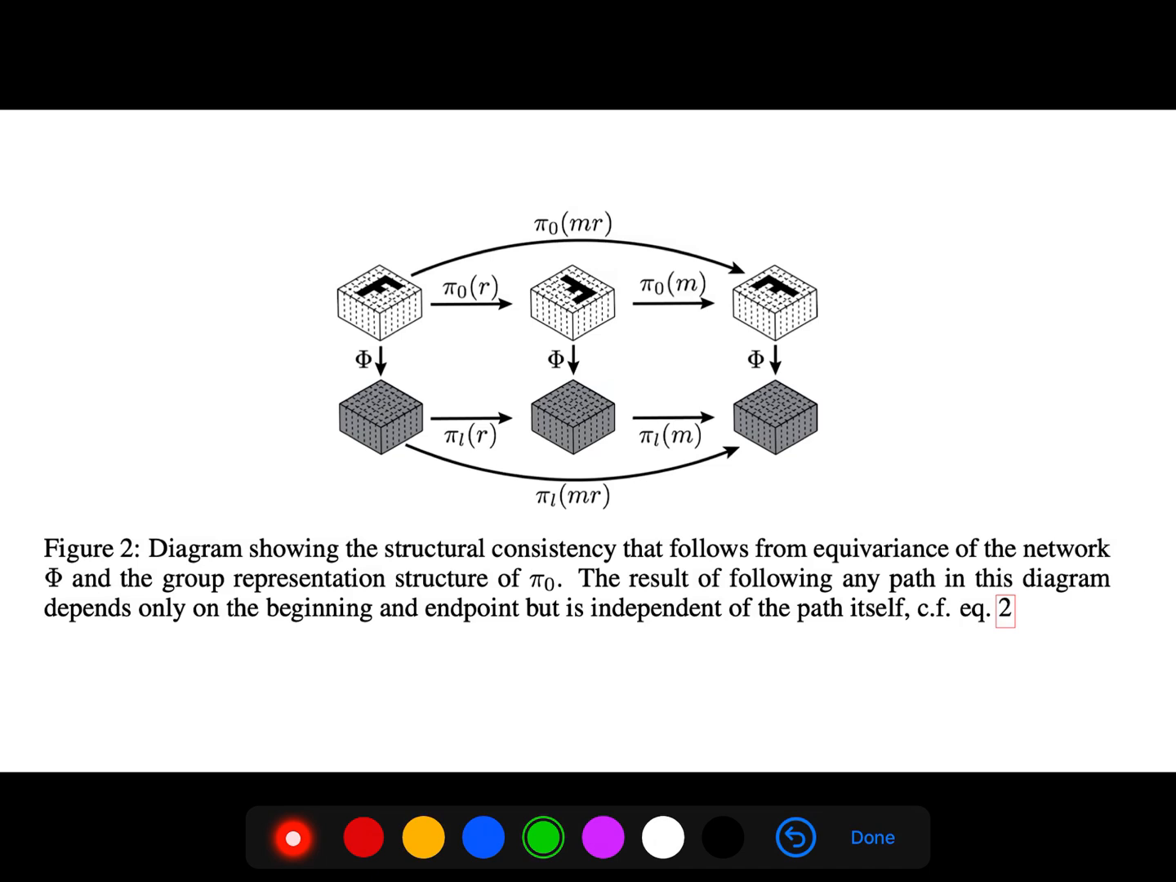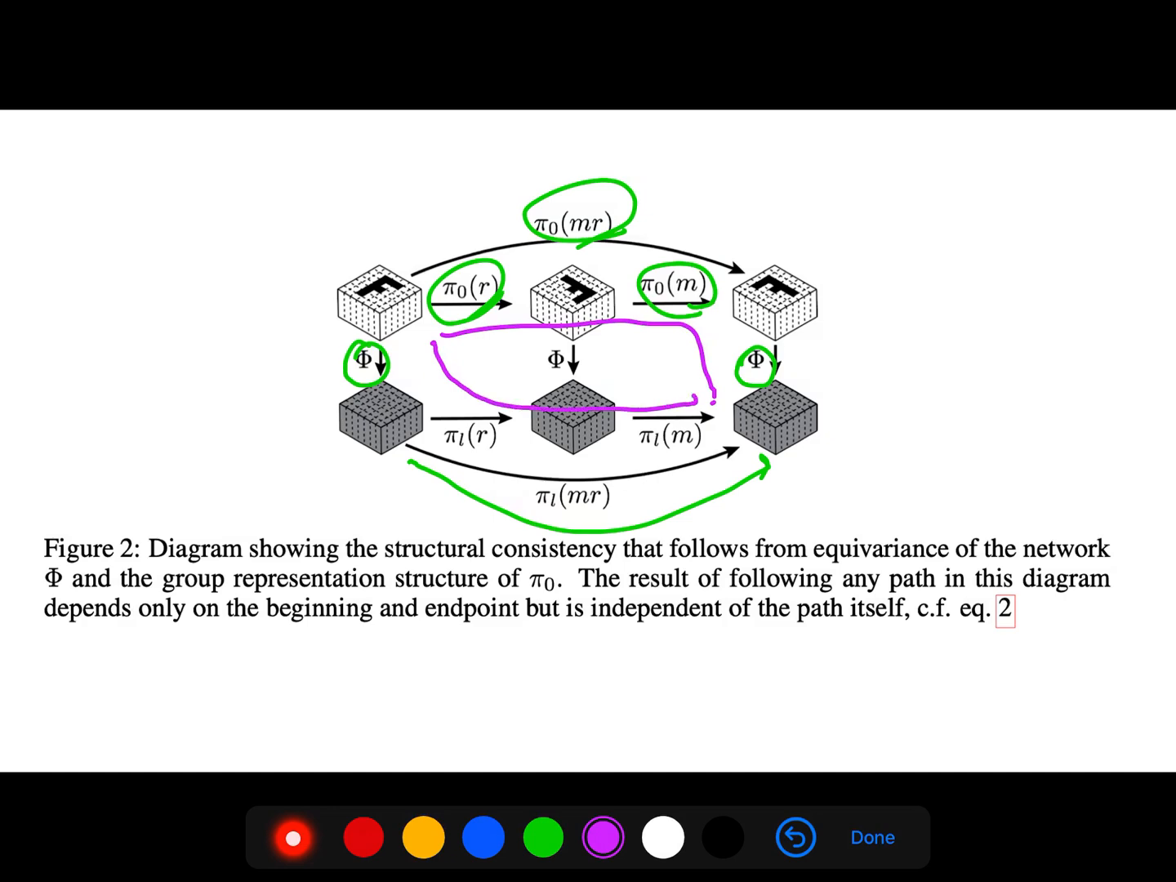This is important. This diagram shows the structural consistency that follows from the equivariance of the network phi and the group representation structure pi_0. So if you, for example, rotate by R, then M becomes MR. It's like first you rotate and then apply the nonlinear map, or first you apply the nonlinear map and then do the transformation. These group transformations, both of them, should coincide. So this path should produce the same result as this path.